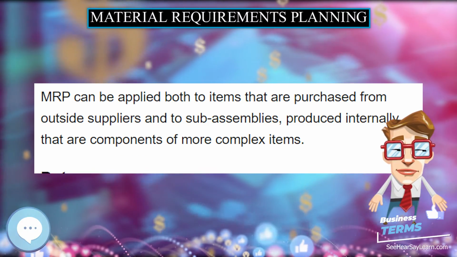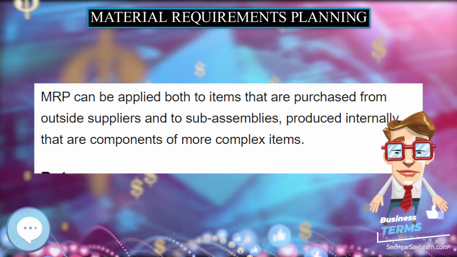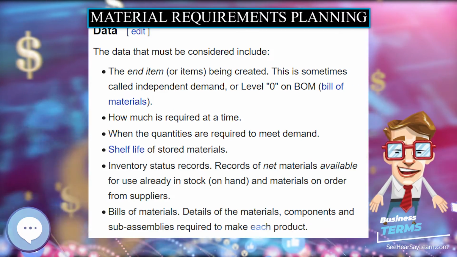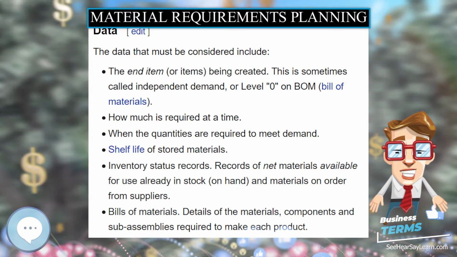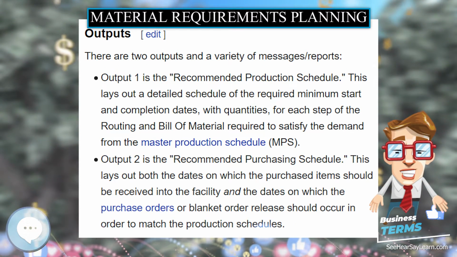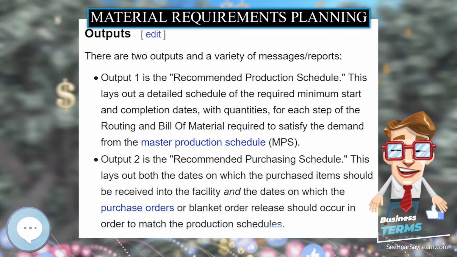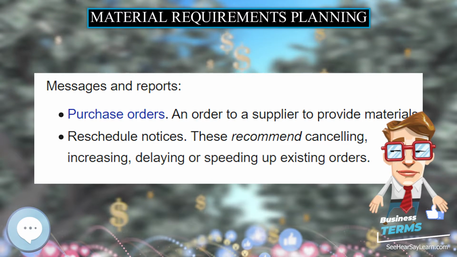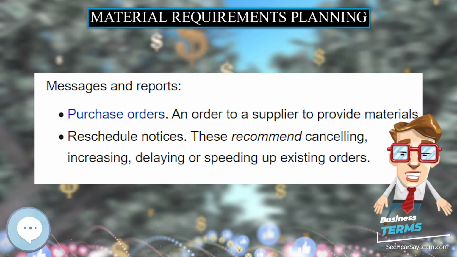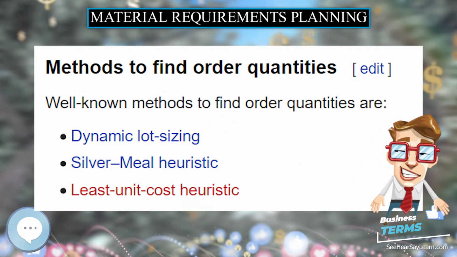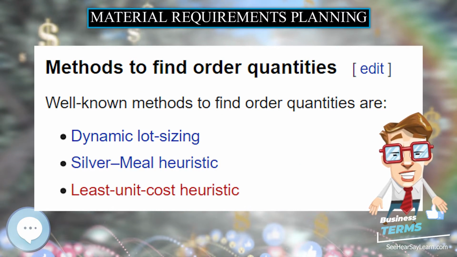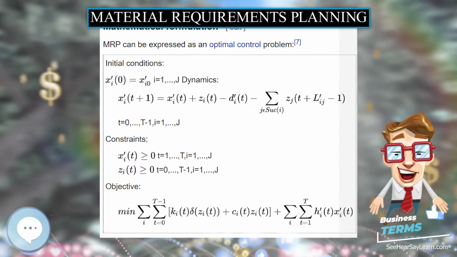Orlicki's 1975 book Material Requirements Planning has the subtitle The New Way of Life in Production and Inventory Management. By 1975, MRP was implemented in 700 companies. This number had grown to about 8,000 by 1981. In 1983, Oliver White developed MRP into Manufacturing Resource Planning, MRP2.